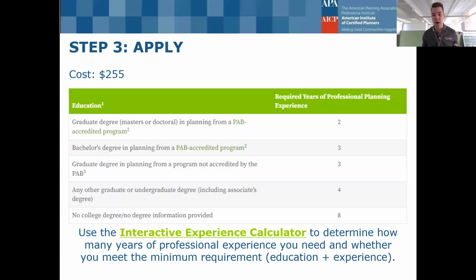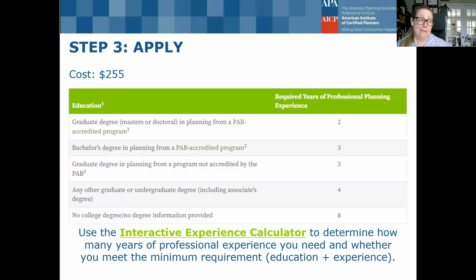If you have questions, there's a million worksheets on the APA website. There is a planning curriculum worksheet to help you think through on your own whether your program counts or not. If you have questions, you can reach out to APA as well. They have like a AICP customer service email. It's aicp@planning.org if you want to reach out to somebody. But if you were a part of a non-accredited program, it is 4 years of experience.